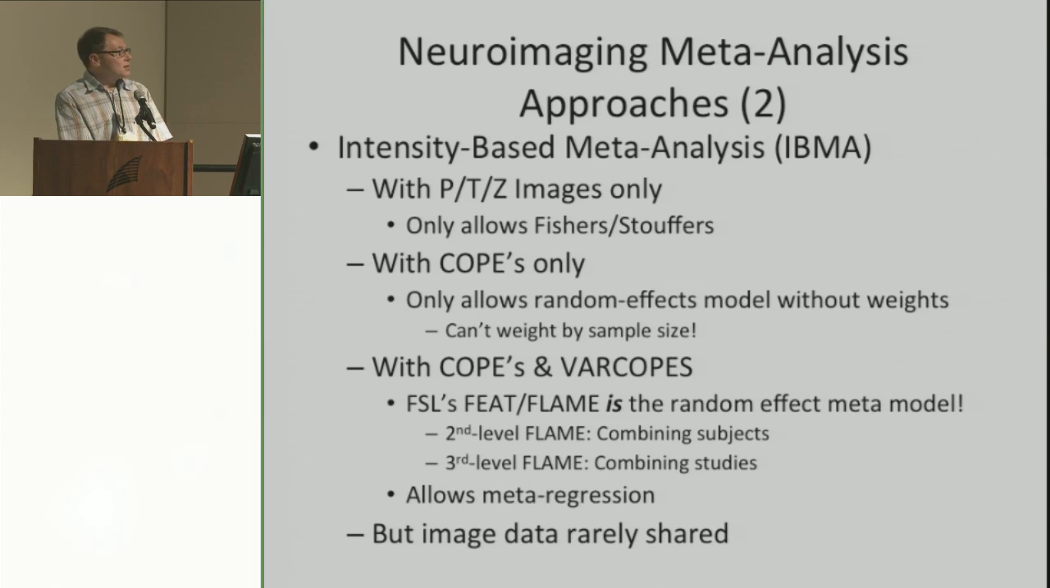Well, if we had the T images, we could use Fisher-Stouffer's methods. If we had the contrast images, we could do an unweighted random effects method. And if we had both the contrast and error images and their variances, we could do the best practice one. The best practice is a random effects model that incorporates both the within-subject variance coming from the varcopes and the between-subject variance, which FSL's FLAME does estimate.